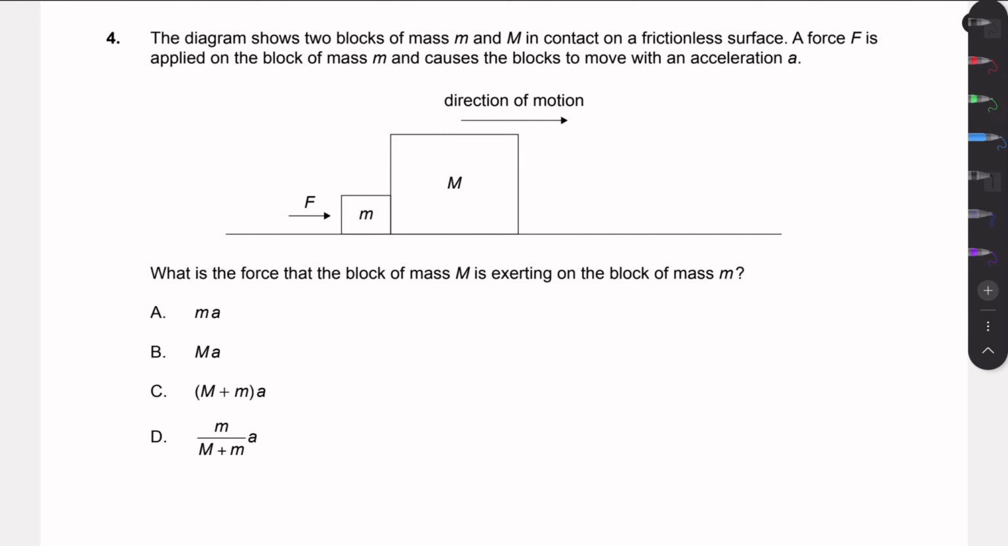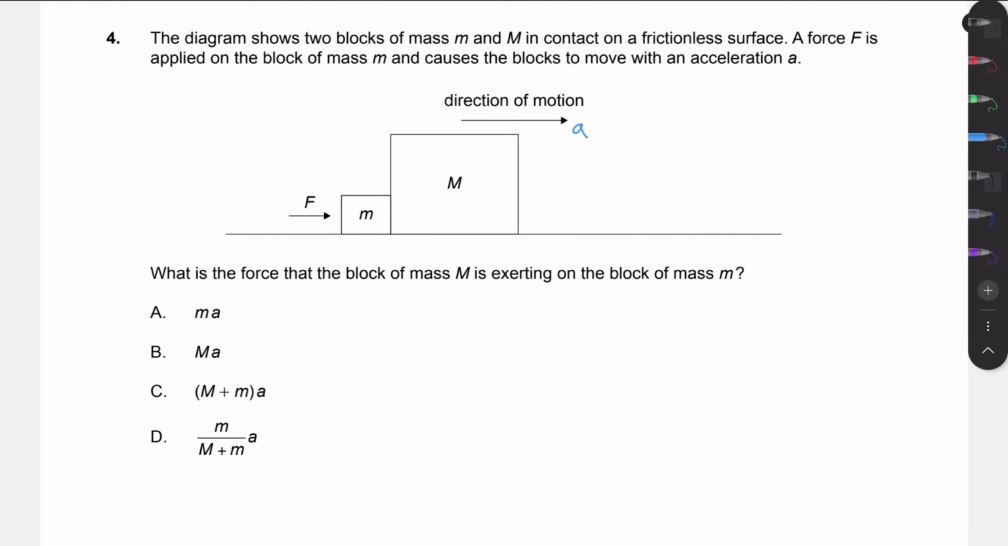So here we're given a diagram where two blocks of mass m and big M are on a frictionless surface. A force F is applied onto the block of mass m and causes the blocks to move with an acceleration. So there's some acceleration, and we need to select what is the force that the block of mass big M is exerting on the block of mass small m.